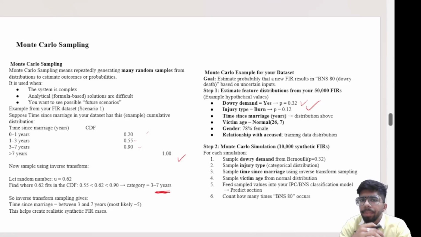So, in summary, sampling from a distribution allows us to create realistic synthetic data, and inverse transform sampling allows us to sample from any known distribution. Monte Carlo sampling allows us to simulate thousands of scenarios to estimate probabilities and outcomes.